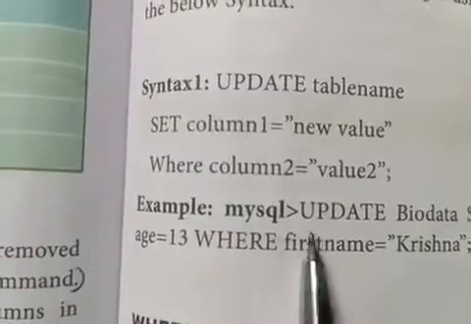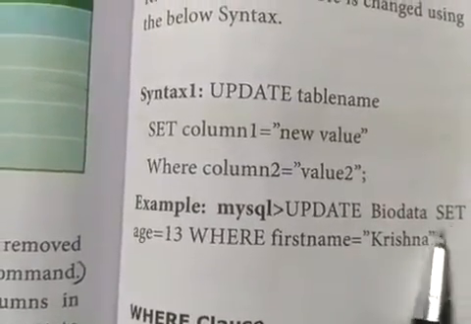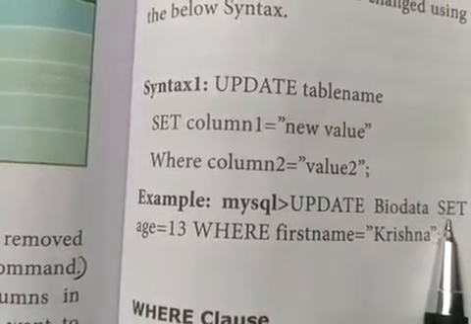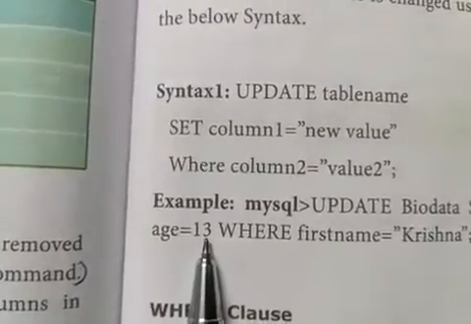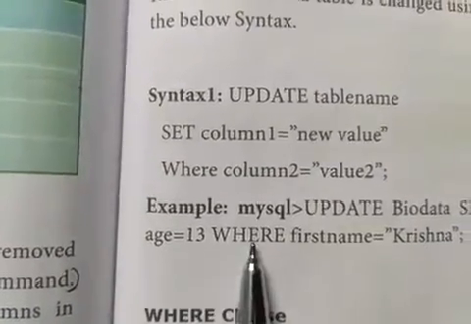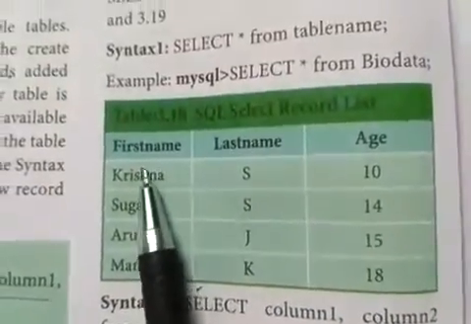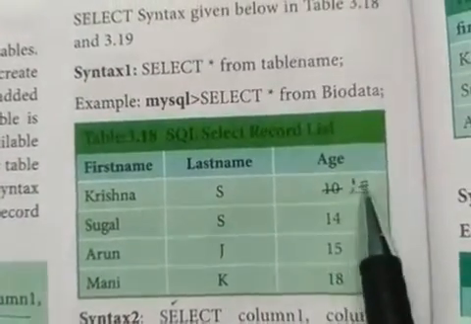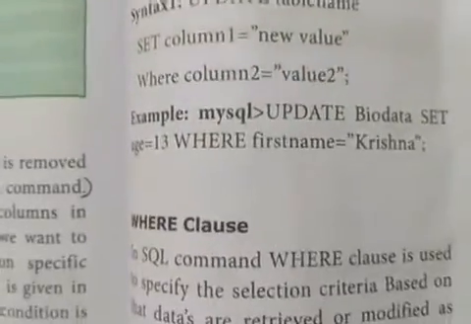So here in our example, update biodata, that is the table name, set. Don't forget to put the command set. Update biodata, set age equal to 13. To which record do you have to set age equal to 13? Where the first name equal to Krishna. So in our table, first name equal to Krishna, in that record we have to set age as 13. After executing this command, the data in the table got updated.